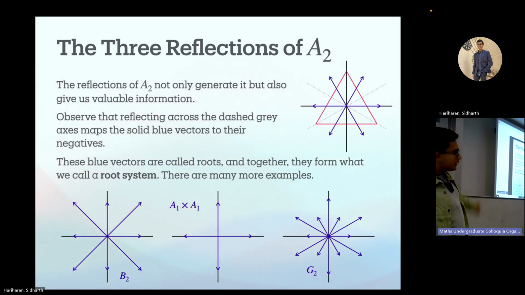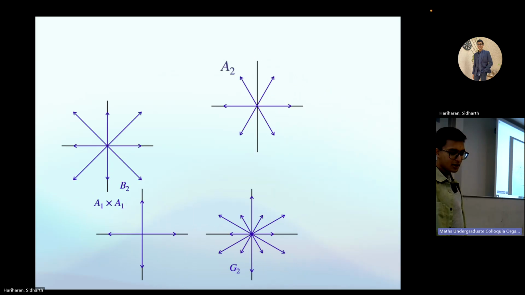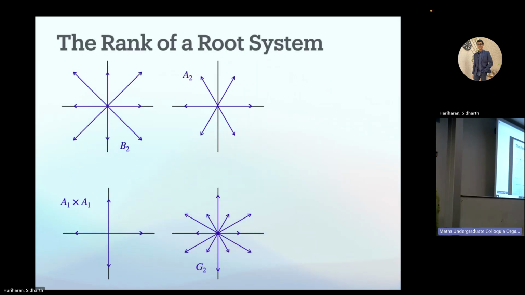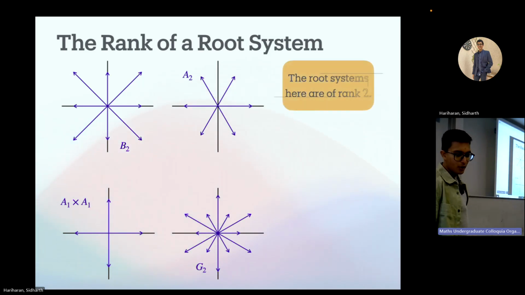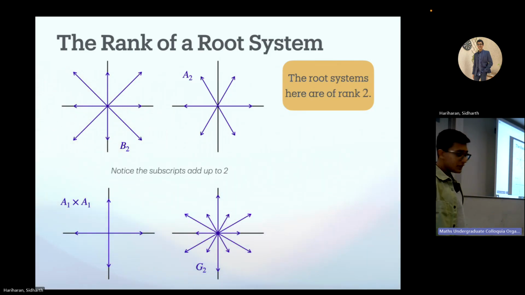There are many examples, and not just in 3 dimensions. In 2 dimensions, you have examples, in 3, 4, 5, n dimensions. So I just want to talk a little bit about root systems first, because they're going to be very relevant to everything that I have to say. So these root systems are rank 2. What do I mean by that? I mean that they live in R2, a 2-dimensional space. So the subscripts also add up to 2, and this is not an accident.